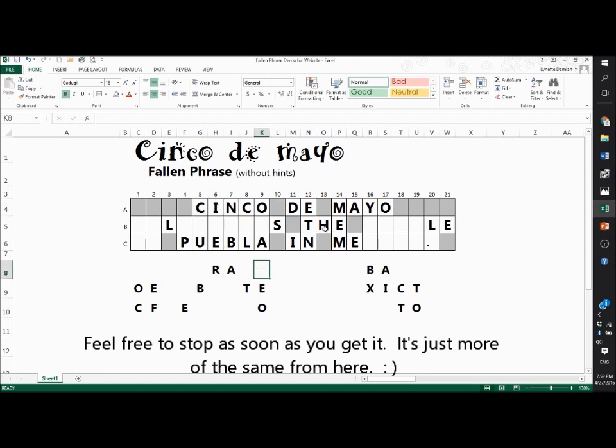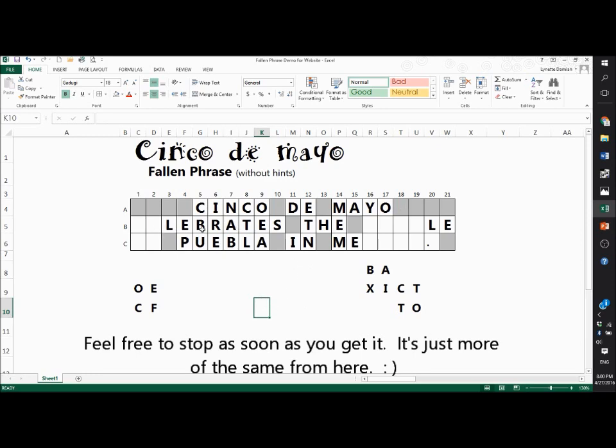Cinco de Mayo something, now, oh, but before I go on, I have a bunch of columns here that only have one letter. So I'm going to put E, B, R, A, T, E. Alright. Oh, look, I forgot to cross out this O when I first did it. So I'll do that now.